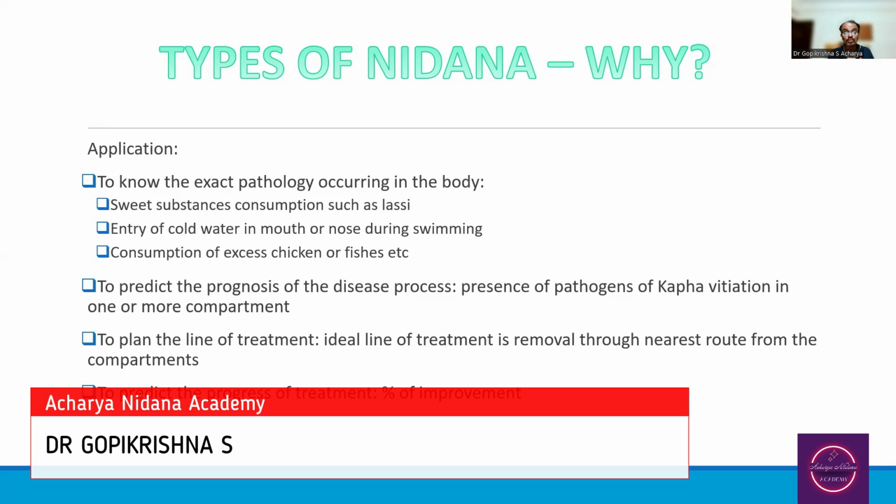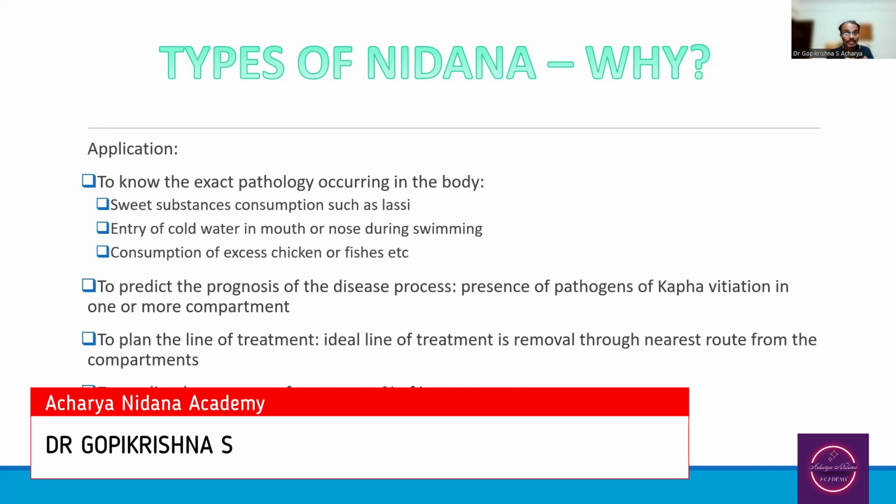To predict the prognosis of the disease process. In the sense, what do you mean by prognosis? That means we are able to say exact events, after how many days the person may have the clinical manifestations, whether after 2 days or 3 days or 4 days. That we can very well predict if we know about the exact source of pathogen as such.